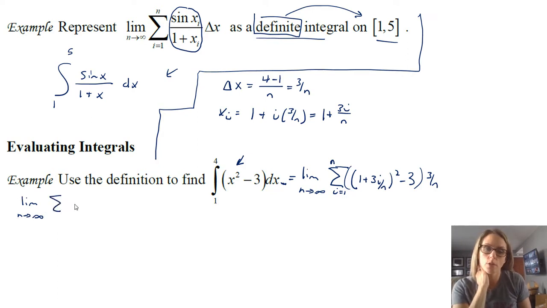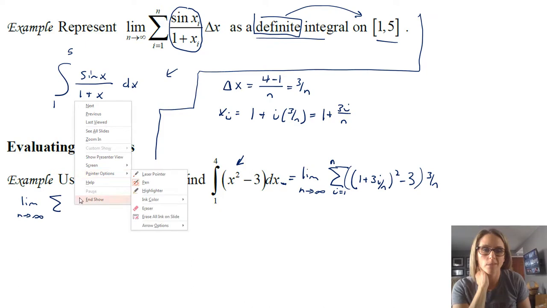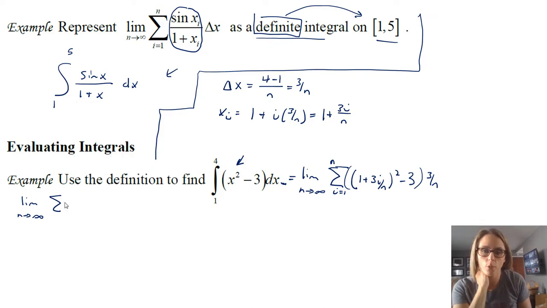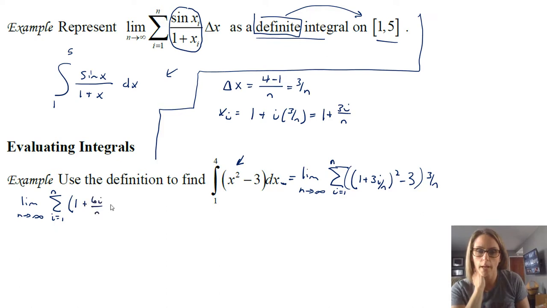And one thing you could do is bring out the 3 over n if you want. I'll just leave it in this time to show that. Okay, so what I'm going to do is multiply out my 1 plus 3i over n, because it's times itself, it's squared. So I'm going to have 1 plus 6i over n plus 9i squared over n squared.